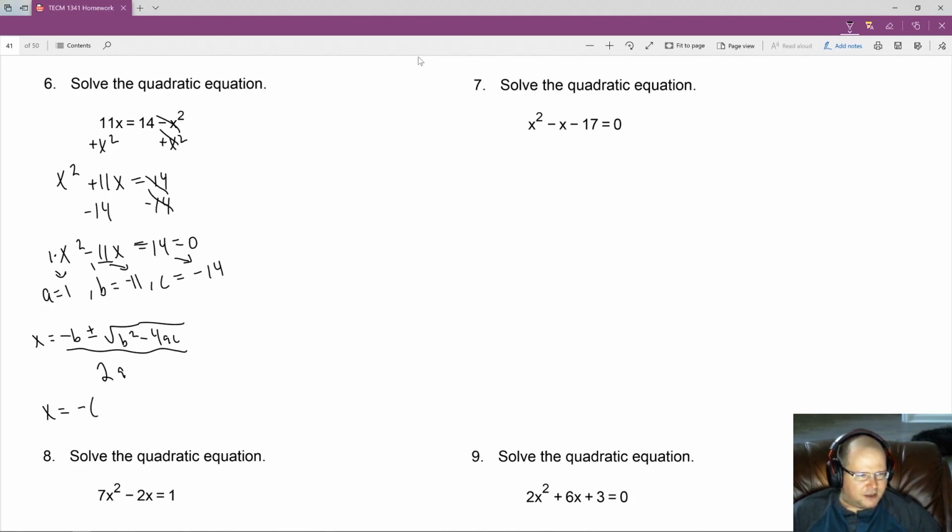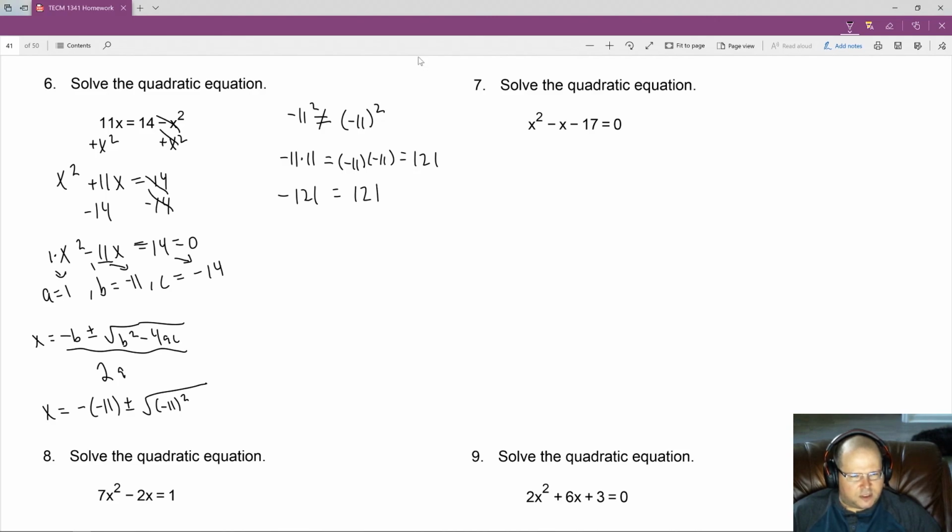Okay, so negative b. Wherever it says negative b here, now we're going to plug in the negative 11. So that's negative 11 plus or minus the square root of negative 11 squared. Now, be aware that negative 11 squared with parentheses is not the same as negative 11 squared without them. With the parentheses, we're saying negative 11 times negative 11, which gives you a positive 121, whereas in the other case, we're saying negative of 11 times 11, which gives me a negative 121. And you wouldn't say negative 121 is equal to 121, so these are not equivalent to each other.